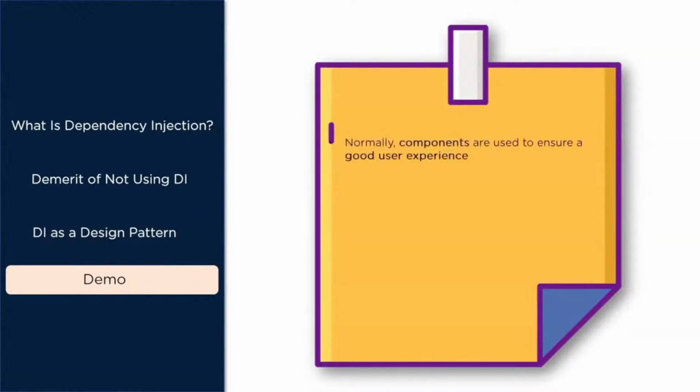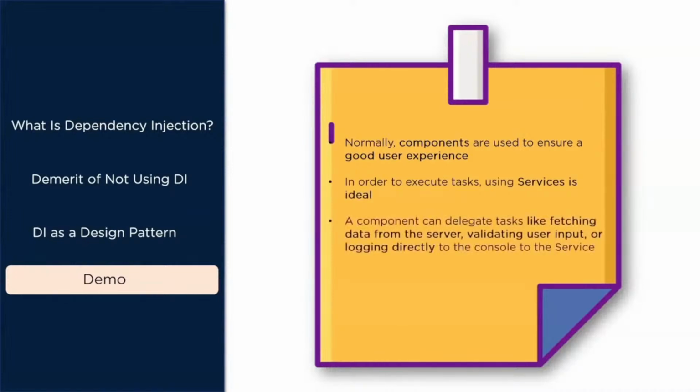So the main thought behind this is that normally components are used to ensure just a good user experience. These components do not generally execute tasks. So to execute these tasks, we make use of services. So a component can delegate tasks like fetching data from the server, any network related issues, etc. to a particular service. And these services can be made available to components.